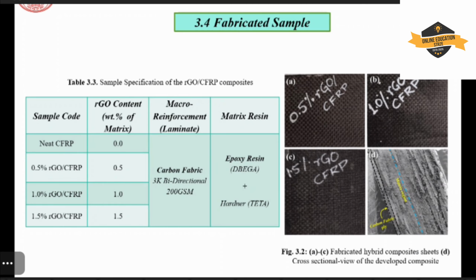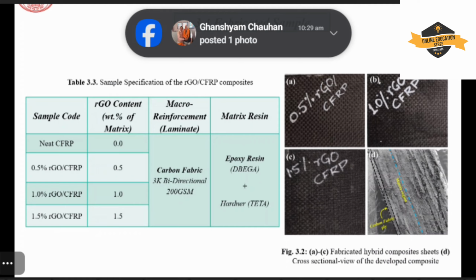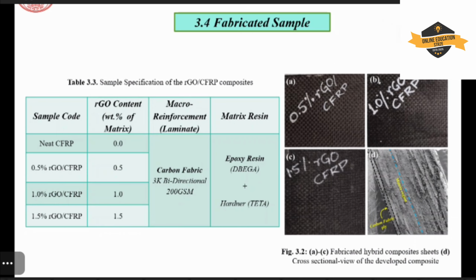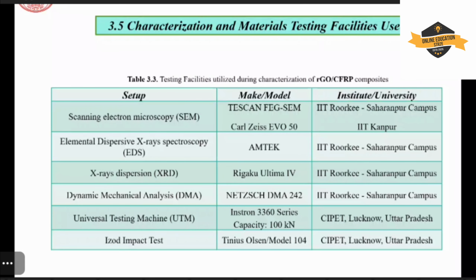So that's why the 0 is the RGO value mentioned in this tabular form. And then we have 0.5 weight percentage of RGO, and then 1 weight percentage of RGO in CFRP. So in total we have considered 4 different types of composite laminates. And these are the various types of characterization processes. Actually, what we have developed should be characterized or tested.